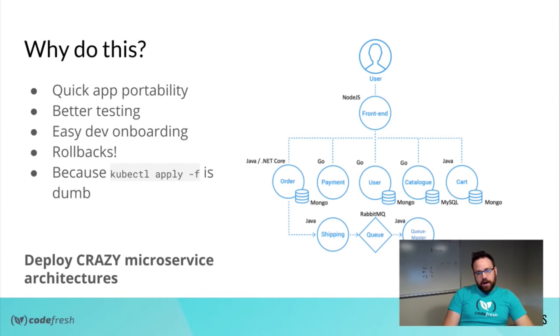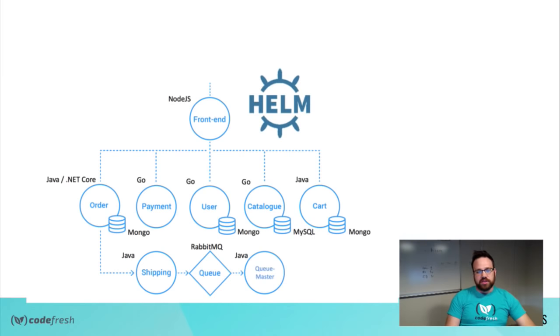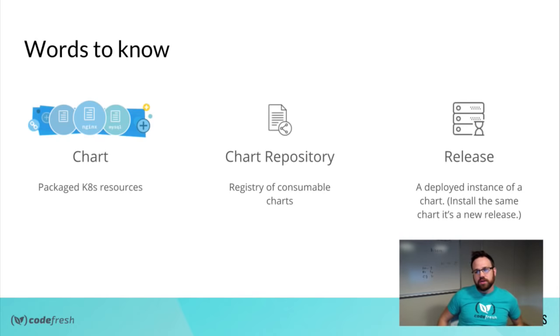So how would we deploy this whole crazy microservice architecture? Well, Helm is going to make it easy for me to do that. So this is what a Helm chart would essentially look like, right? You define all of these applications inside of a Helm chart, and then use it.